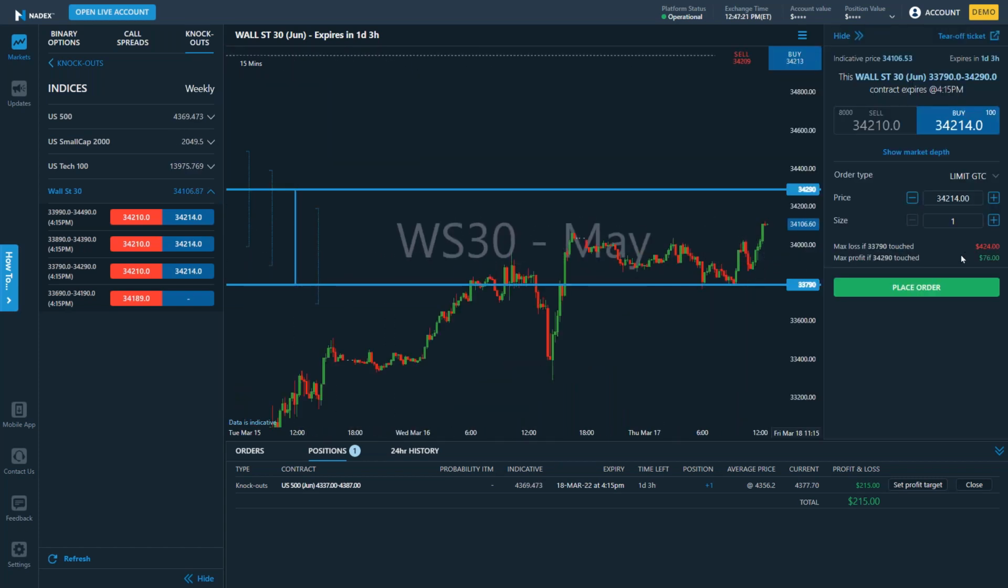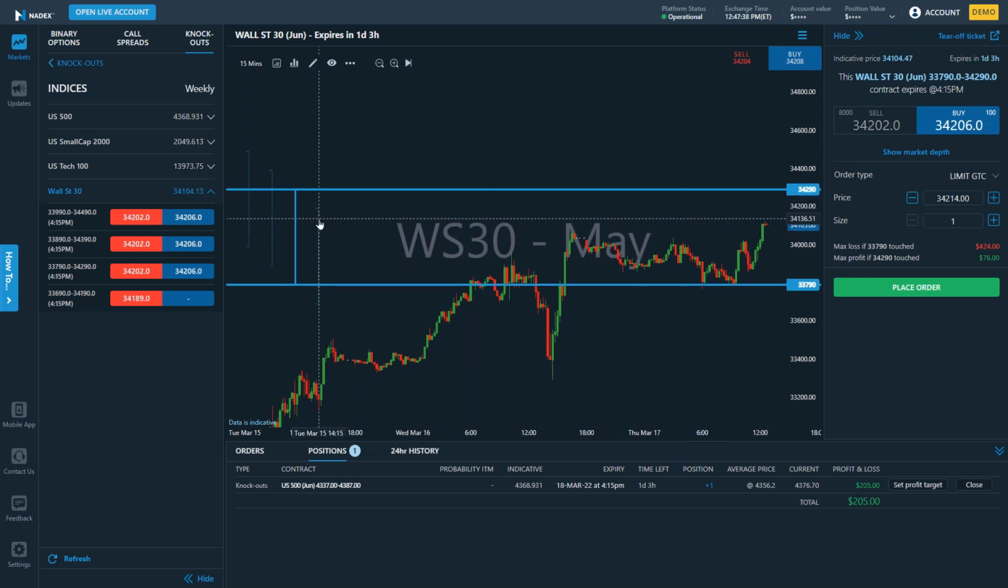Let's just look at knockout number 3. If I were to buy knockout number 3, I could only make $76 from here. It can only go from 34,107 up to 34,209 and to the downside. So I wouldn't buy knockout number 3.